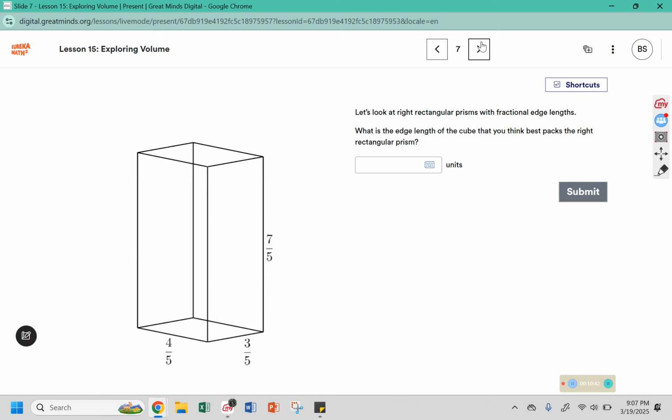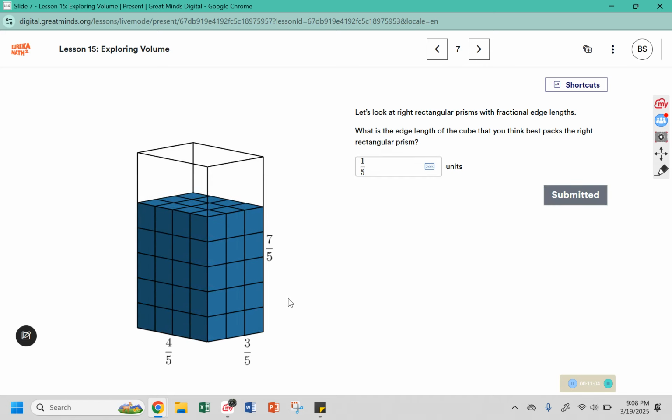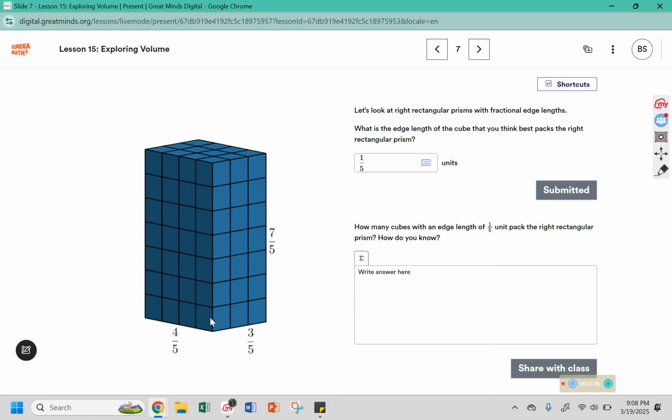Let's look at a right rectangular prism with fractional edge lengths. What is the edge length of the cube that you think best packs the right rectangular prism? Since the denominator is a 5, I'm going to use cubes that are 1/5 in size, because then I can use 4 here, 3 here, and 7 tall.